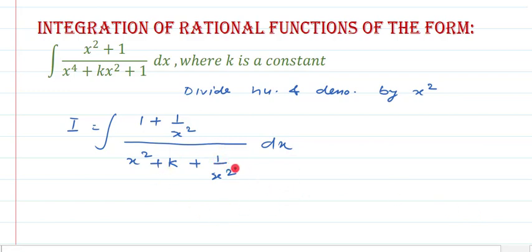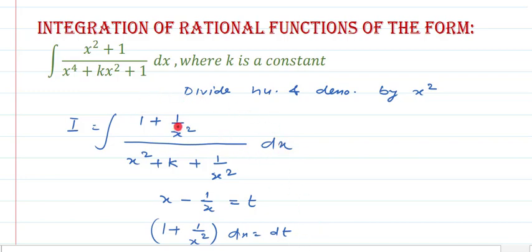Now we start the substitution method. What should we substitute here? It is x minus 1 upon x as t. Why are we substituting this term? Because if we find the derivative of this term, 1 plus 1 upon x square dx is equal to dt, which is simply the term we have in the numerator. So now we can replace the numerator with dt only.